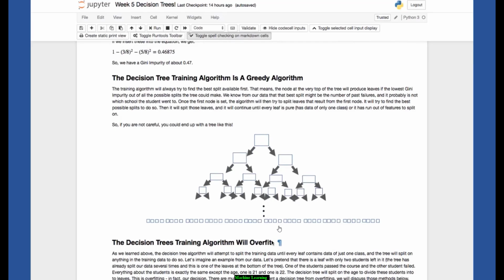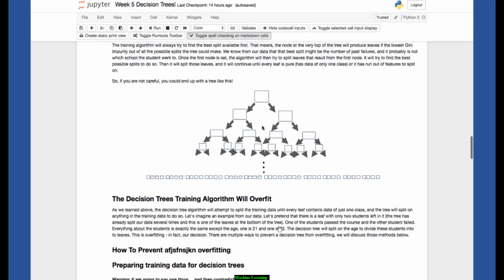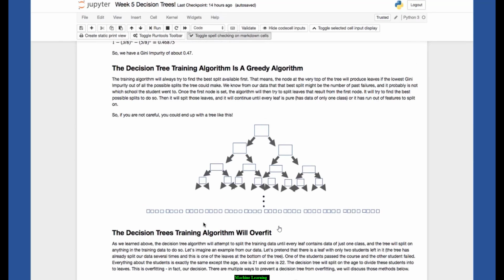This is what I mean by runs out of things to split on. Let's say we get to a point where there are just two students, and one is a pass and one is a fail. If they have the exact same value for every feature, then it can't split on anything. There's nothing it can separate them on. But if there's any difference, it will split them. And because of that, the decision tree algorithm will overfit.